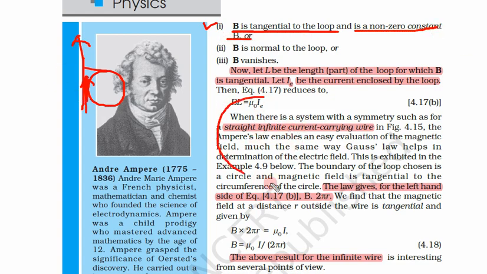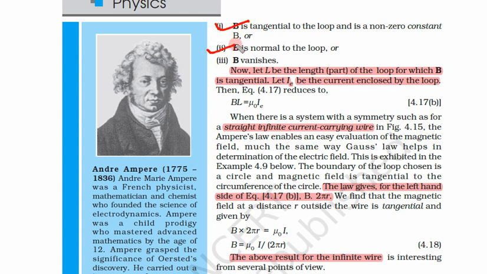So as we have seen, this was the loop and at this point this B was tangential. So this is the first condition. Now second type of loop, how can we take loop? We can take loop where B is normal. Suppose this is our loop and this is our small element. Previously we have tangential, now it is normal to the loop. So our element is like this, magnetic field is like this.